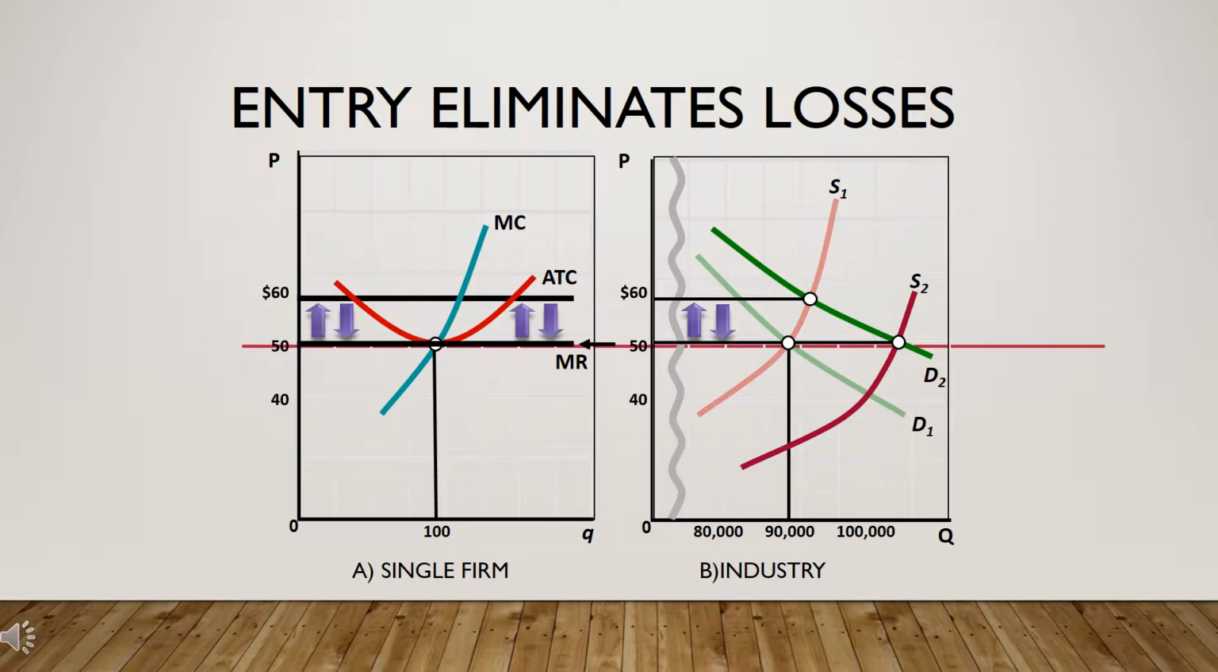Conversely, if the price is initially less than the minimum ATC, resulting losses will drive out firms, leading to a decrease in supply, thus bringing the price back up to minimum ATC.